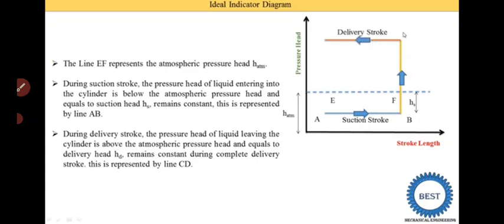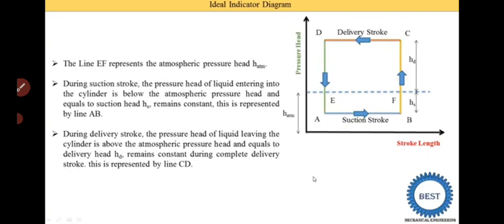Here the piston at 180 degrees, or outer dead center, is coming to the IDC, that is inner dead center. Okay, so here the complete water is delivered at this point, and after that again the suction starts. Before that, above the atmospheric line, this line is known as the delivery head HD, and this delivery stroke is represented as C to D. Then again the suction starts, so vacuum is created, and this process is done continuously.